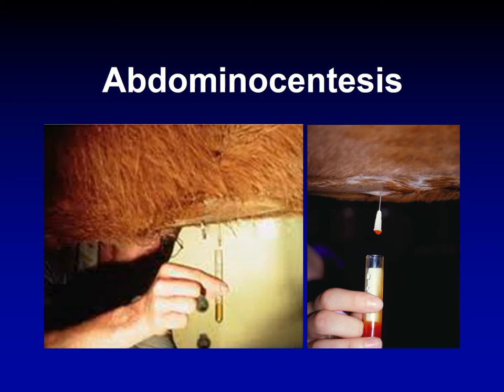But the most important thing to remember is that the way to do abdominocentesis is 10 centimeters caudal to the xiphoid cartilage on the ventral midline. Ventral midline on the linea alba. You have to insert the needle. The needle should go through the linea alba all the way to the abdominal cavity.